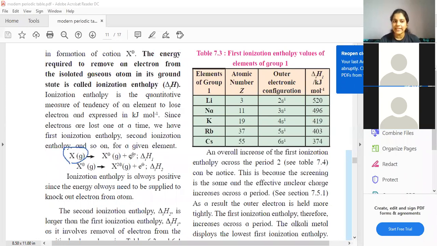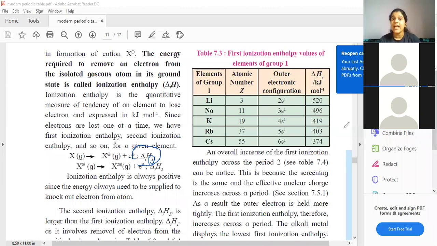When I remove one electron, you all can see X plus is formed, and they have written e minus, matlab electron. They have shown the electron that they have removed. So when I remove the first electron, I get ionization enthalpy. You all can see 1 written over here. Delta H is ionization enthalpy. 1 stands for first ionization enthalpy, matlab energy required to remove the first electron.